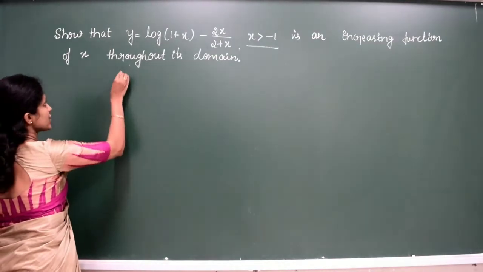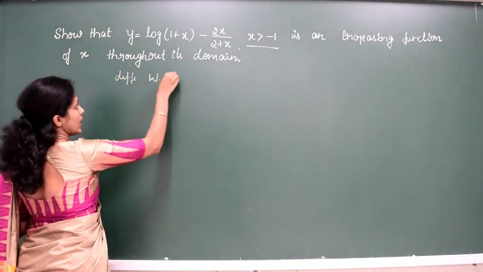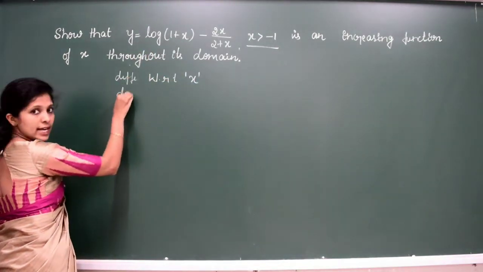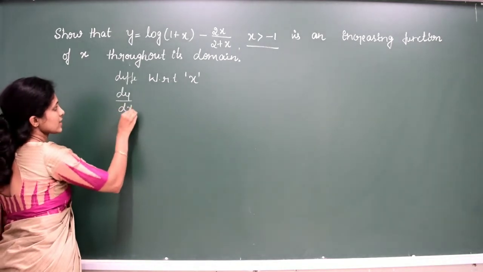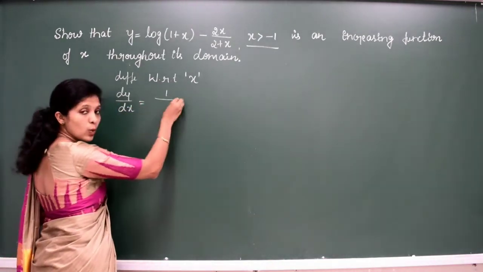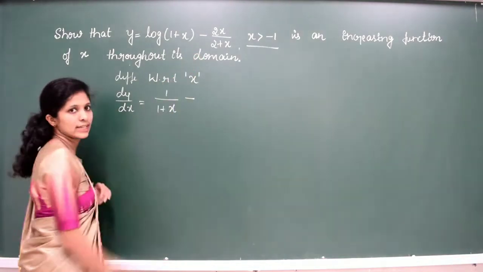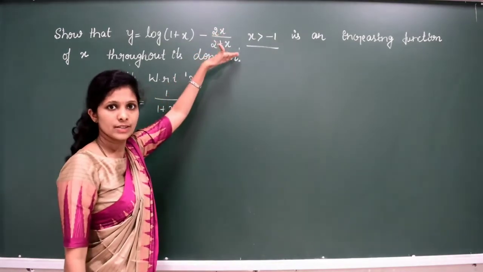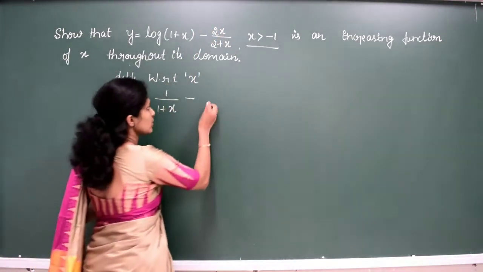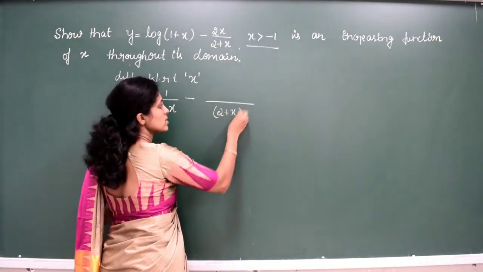First, we will differentiate the function with respect to x. The derivative of y with respect to x, dy/dx, is equal to the derivative of log(1 + x), which is 1/(1 + x), minus the derivative of f(x)/g(x). We have to apply the quotient rule. The denominator will be (2 + x) whole square.